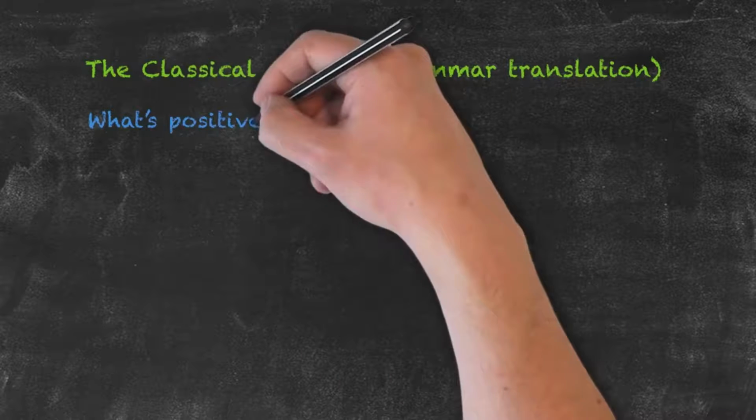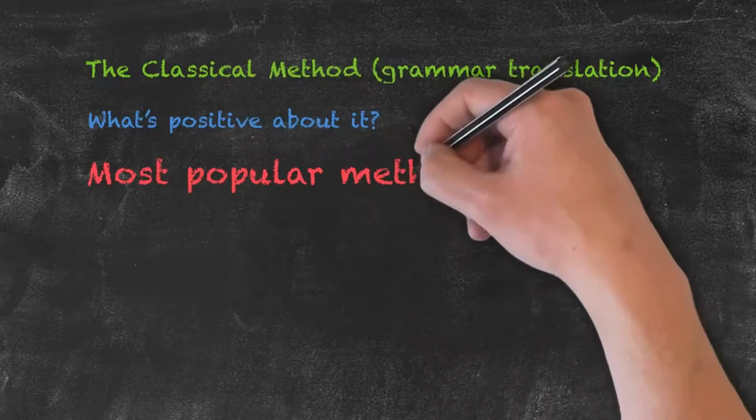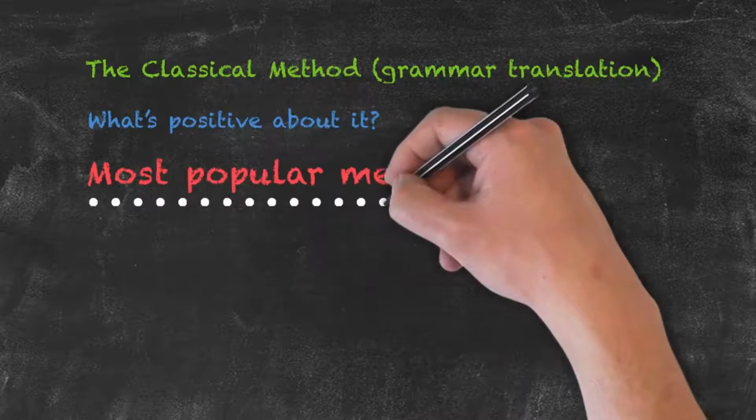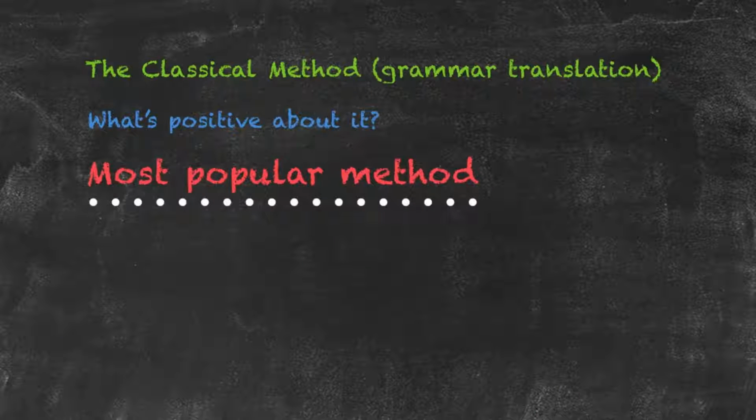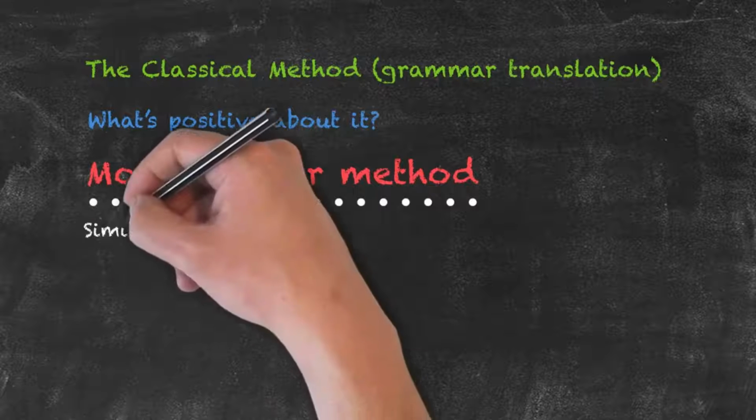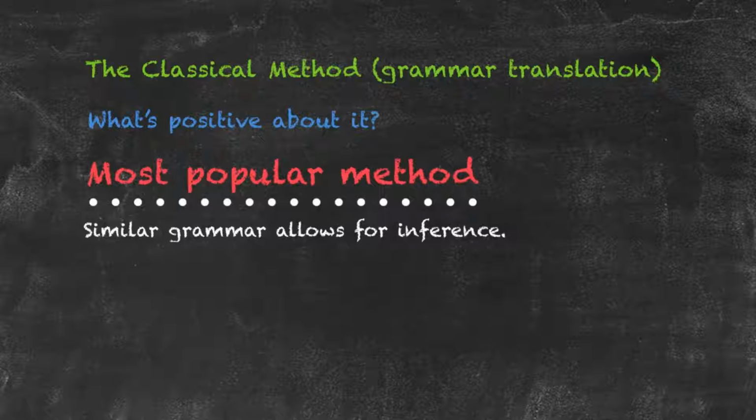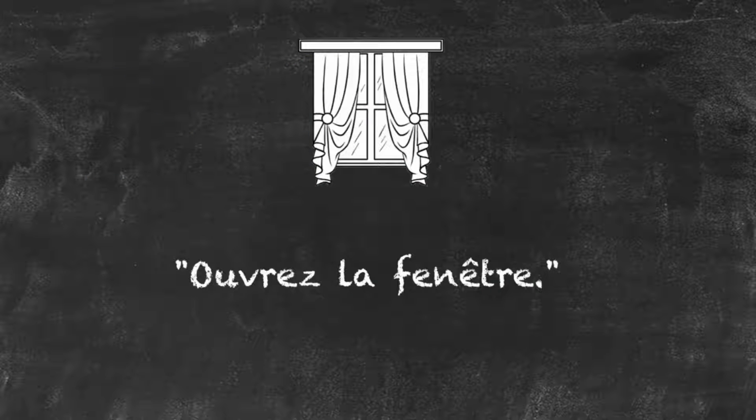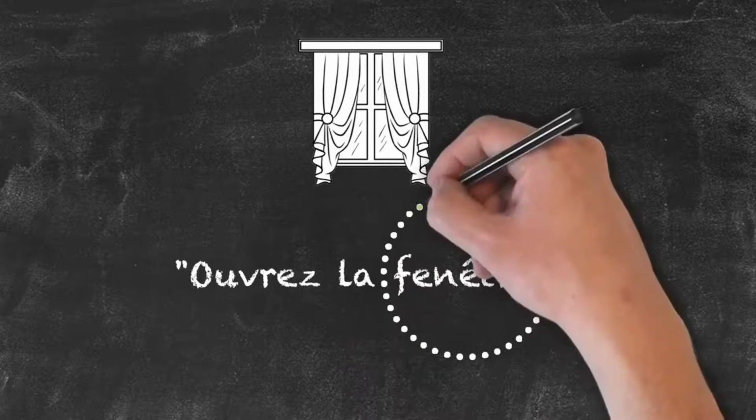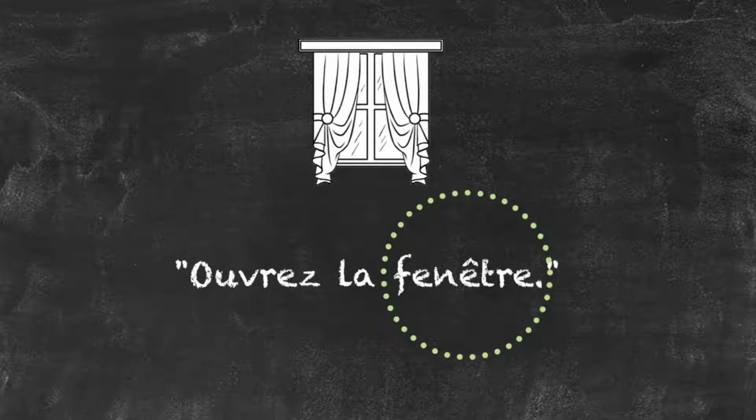What's positive about it? Well, it is the most popular method for teaching language. And if the language structures, the grammars that you're working between, are similar, then it allows you to infer from the context of a particular sentence what something might actually mean. If we think back to the example that we translated at the beginning, which was ouvre la fenêtre, let's say, for example, that you had never seen the word fenêtre in French before and that you didn't know what it was, you could, from a very good knowledge of English, actually infer what that meant.